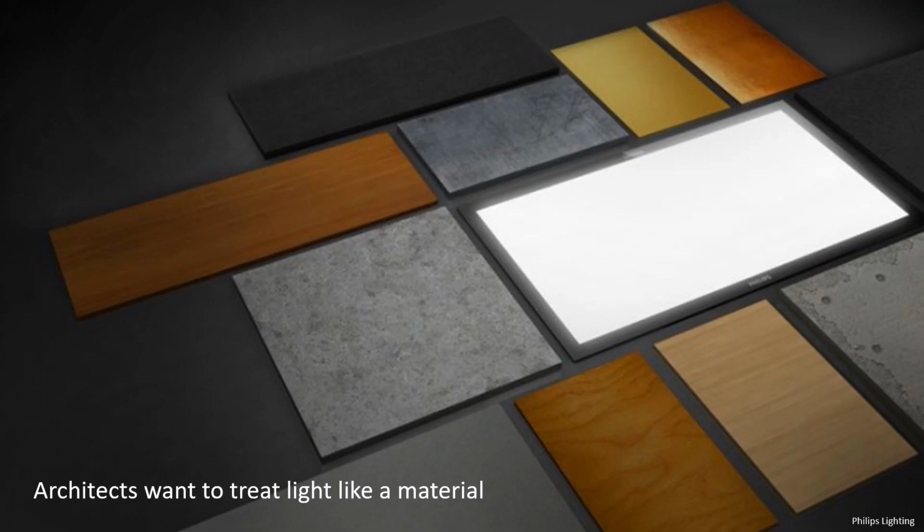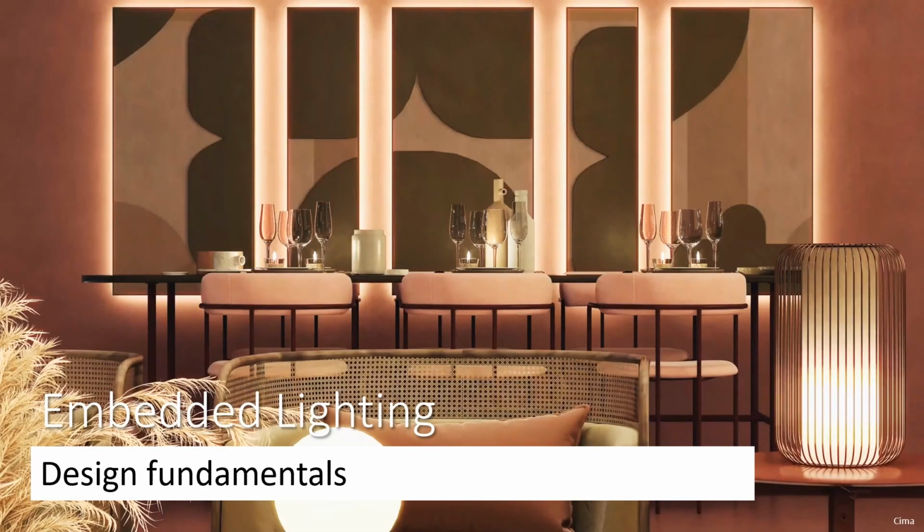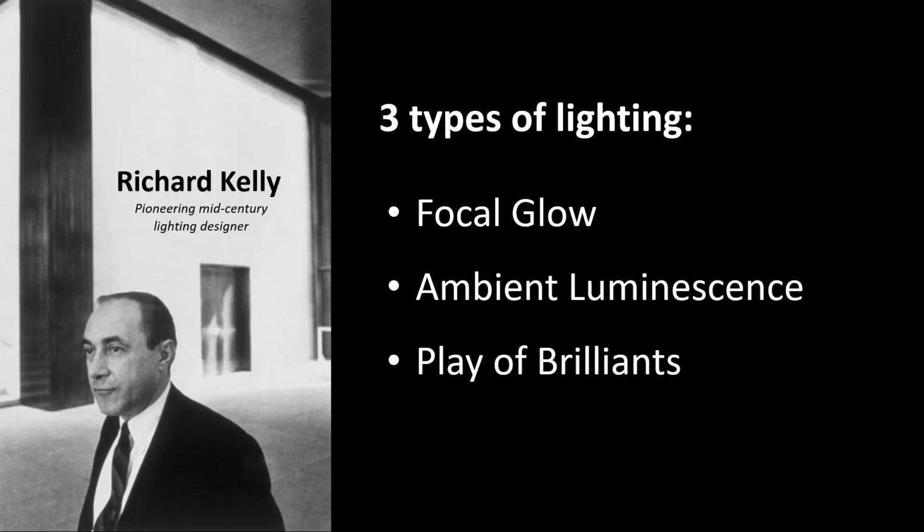Let's look now at some of the design fundamentals that will help guide us into embedded lighting. Richard Kelly was a famous lighting designer in the mid-century. He indeed worked with Mies van der Rohe and Philip Johnson, and he espoused that there was three types of lighting: focal glow, ambient luminescence, and play of brilliance.